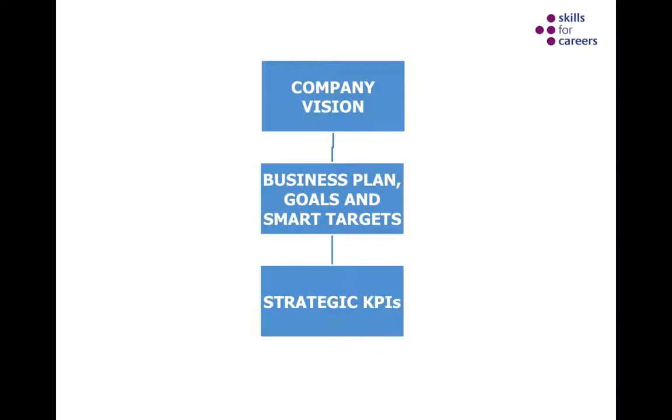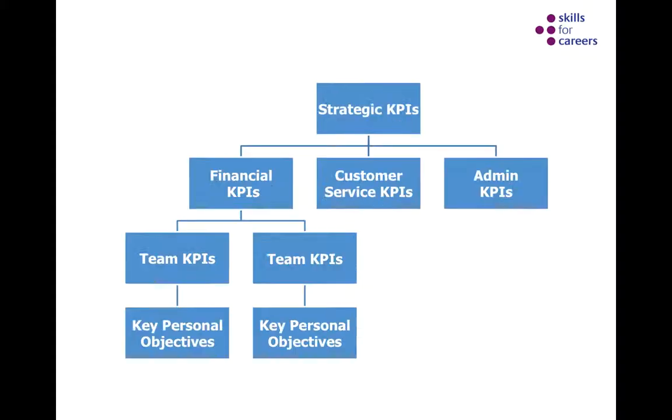Most performance management systems start with a company vision. Once you have that established, then you're able to actually create goals and objectives and formulate a business plan. From that business plan will come strategic KPIs or key performance indicators, and these things are explained a little bit later on in the slide presentation.